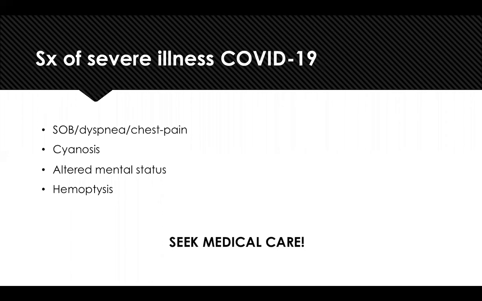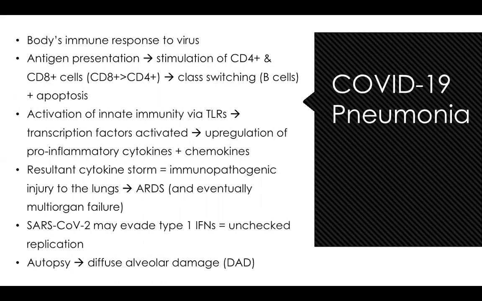So now that we've talked about the common, the less common, and the severe symptoms of COVID-19, we're going to talk about the pathogenesis underlying, particularly COVID-19 pneumonia, which is the most common severe condition associated with COVID-19. So we talked about all of those, so hopefully it'll be a lot easier when we're talking about this. The COVID-19 pneumonia, the reason that it causes such severe disease is because of your body's immune response to the virus. So initially there is some viral infection.